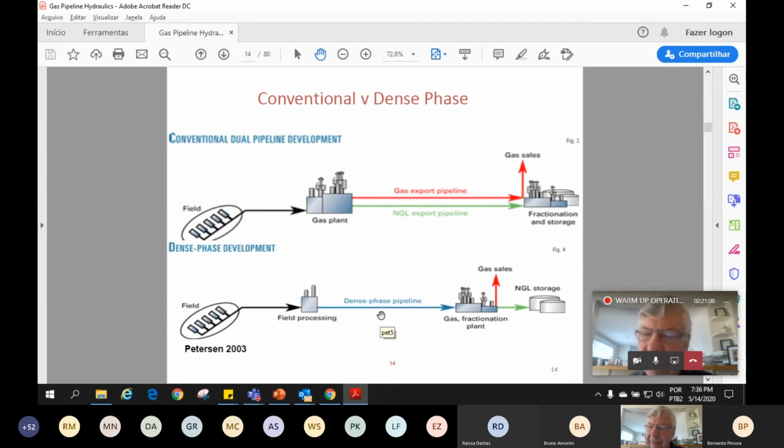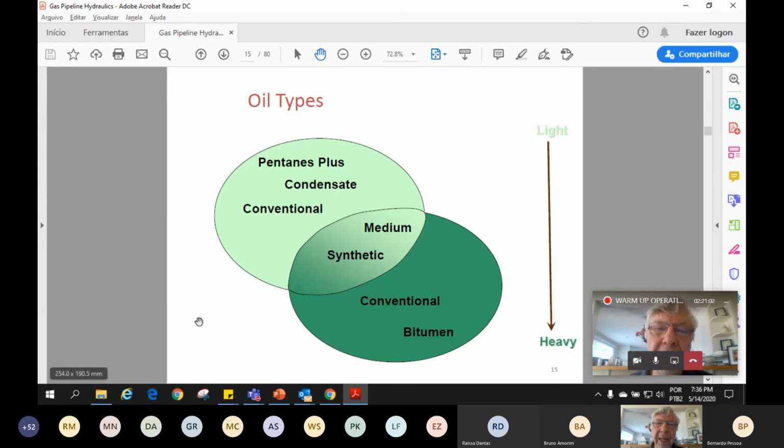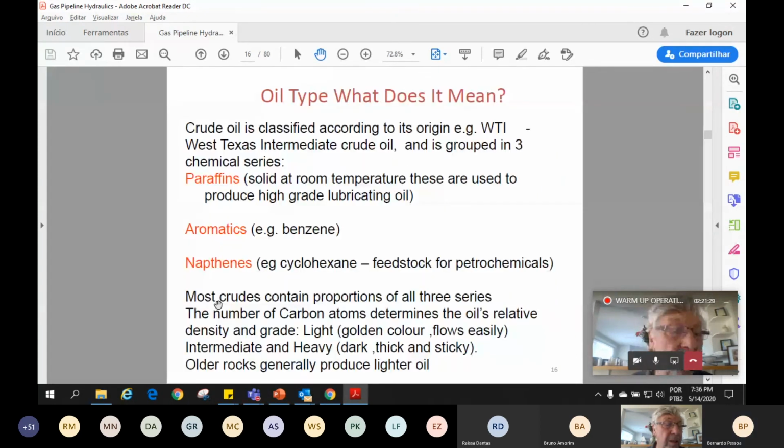Okay, we could go to slide 15. There I've got a description of the oil types. Pentanes, we would call condensates, because they're sometimes used to mix with very heavy oil to thin it down, to reduce the viscosity, to make it easier to pump. We then progress from conventional to medium oils, and then to very heavy oil such as bitumen. Okay, we can go to 16.